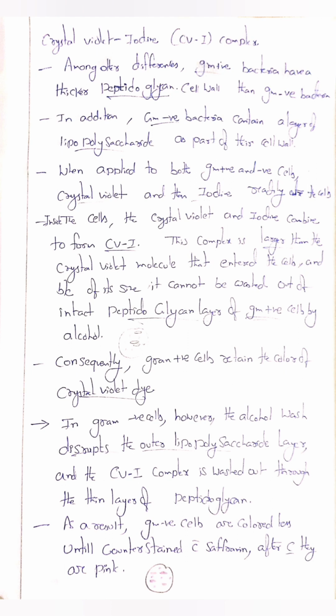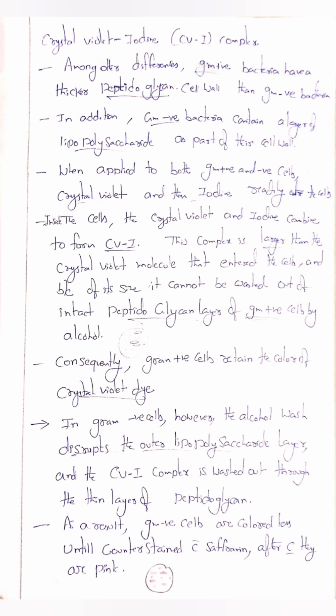So when applied to both Gram positive and Gram negative bacteria, crystal violet and the iodine readily enter the cell wall. Inside the cells, the crystal violet and the iodine combine to form a crystal violet iodine complex. This complex is larger than the crystal violet molecules that enter the cell, and because of this size, it cannot be washed off the intact peptidoglycan layers of Gram positive cells by alcohol. Consequently, Gram positive cells retain the color of the crystal violet dye.